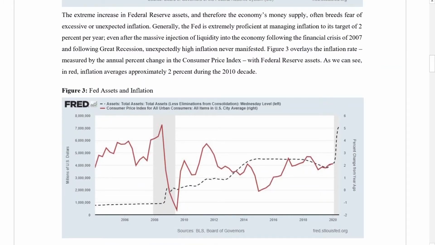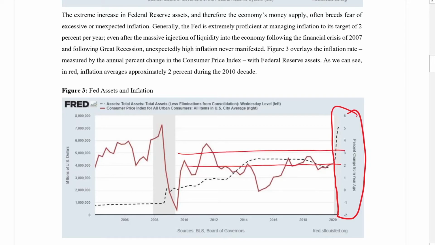But as we can see here, this red line, which uses this axis over to the right, we basically had less than 3%, but even a lot of times less than 2% inflation for the entire last decade, even after the Fed bought a whole bunch of these assets and released money into the economy. So we didn't see the extremely large levels of inflation that some economists predicted.